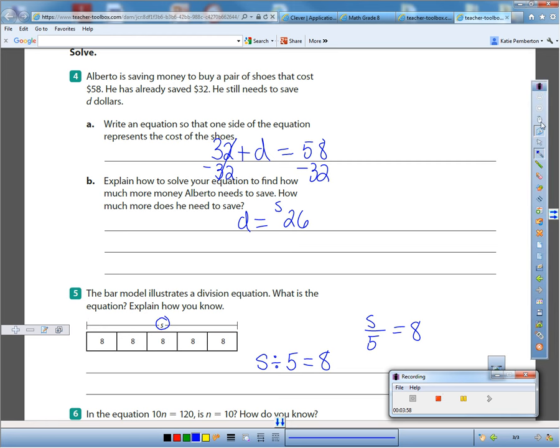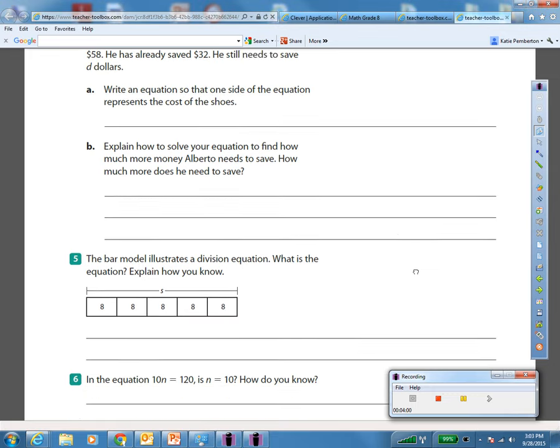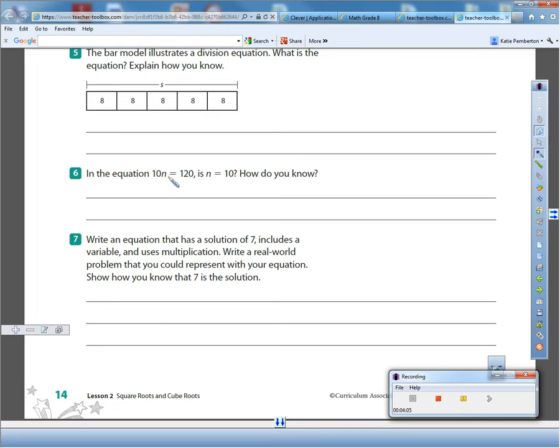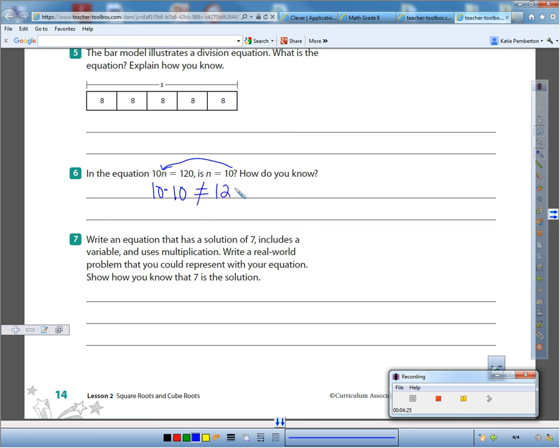I'm going to scroll up just a little more to see the last part of your homework. Okay. In the equation 10 times n equals 120, is n 10? How do you know? So if you substitute, meaning we replace the n with 10, 10 times 10 does not equal 120. Okay? So it's not equal to 120. And how do you know? Well, you know that 10 times 10 is 100. So you could explain that.